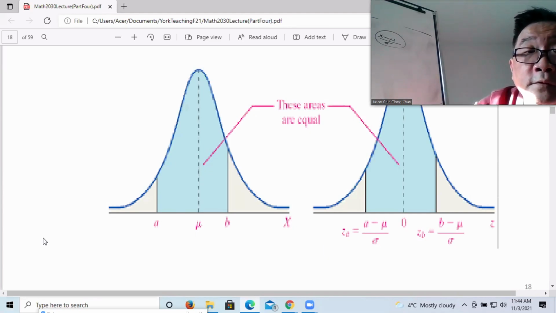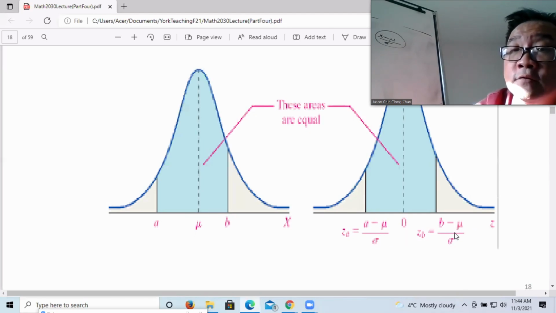You see here, the value here is A and B. So we do the transformations to Z: A minus mu over standard deviation, and here is B minus mu over standard deviations. This is X. This becomes Z.